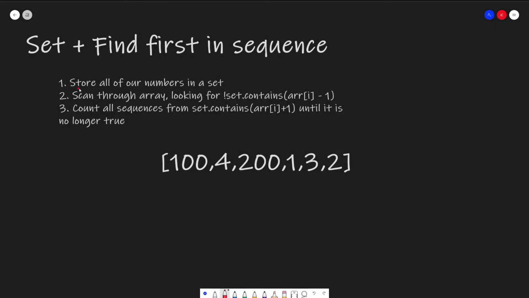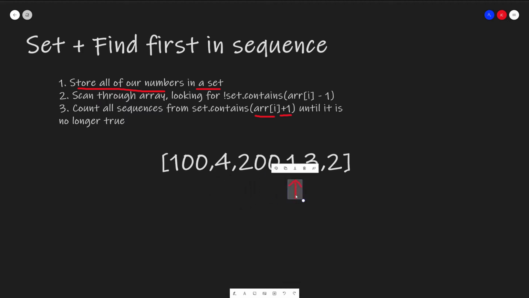The first thing we do is store all of our numbers in a set. And once we have the set, we can easily check for the existence of a number. Now, skip step 2 because this is an optimization. We'll go to step 3, and we're going to count all the sequences from our starting number, and then we'll increment that value by 1 until it's no longer in the set. So an example is that, let's say we start at 100. We have a length of 1 for 100, and we can quickly check to see if 101 exists in our set, which it doesn't. And so we have 1 there. 4, same situation. 200, same situation.